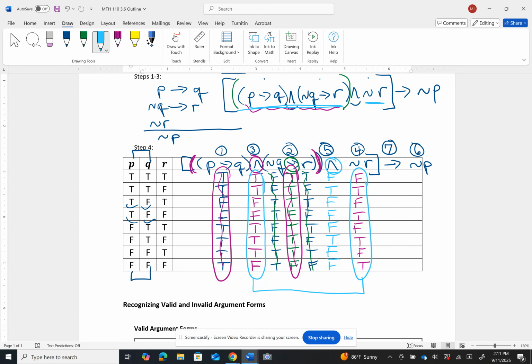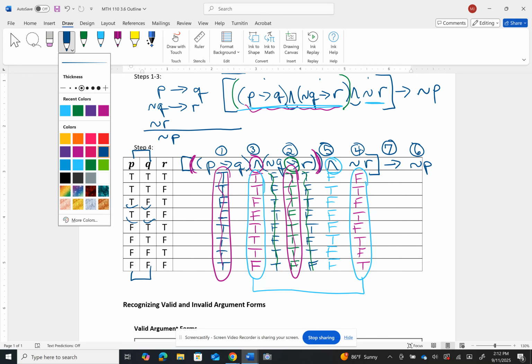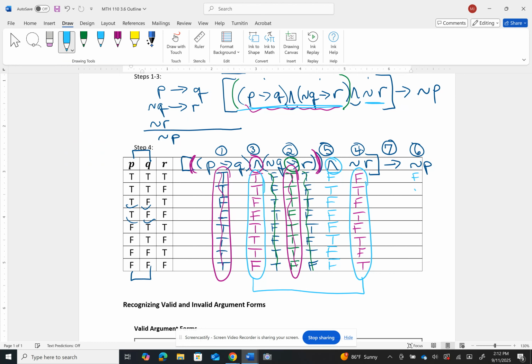All right, now at this point, what I see right there is the answer to the big bracketed part. So I'm about ready to do 7. But in order to do that, I need to get that not P, okay? So let me use an orange. Okay, so the not P would be false, false, false, false, and then true, true, true, true.